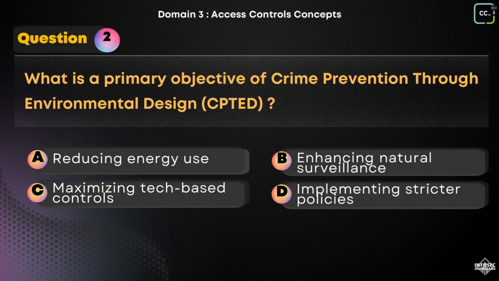Let us review each option to find the correct answer. Option A focuses on energy efficiency, which is not the focus of CPTED. Option B aims to deter crime by improving visibility and surveillance through design. Option C emphasizes environmental design rather than relying solely on technology. Option D focuses on design strategies, not just policy enforcement. And hence, the correct answer is Option B, enhancing natural surveillance.